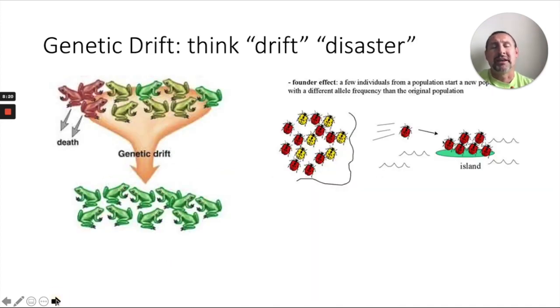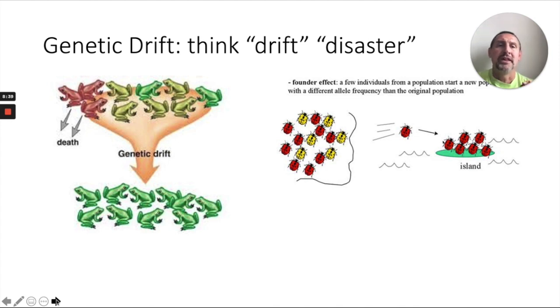Genetic drift is a mechanism that results from a disaster. So think drift, disaster. For example, you have a population of frogs, but a landslide wipes out most of the population. Only the green frogs survive. They reproduce. They pass on their green genes.